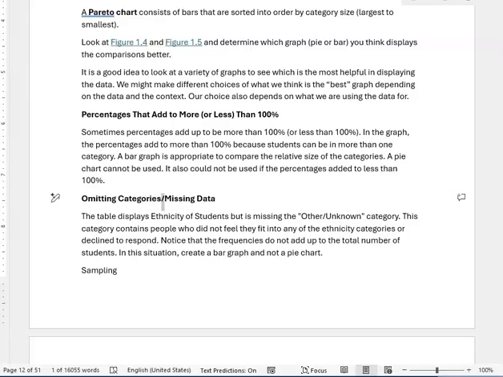Omitting categories or missing data. The table displays ethnicity of students, but is missing the other/unknown category. This category contains people who did not feel they fit into any of the ethnicity categories or declined to respond. Notice that the frequencies do not add up to the total number of students. In this situation, create a bar graph and not a pie chart.